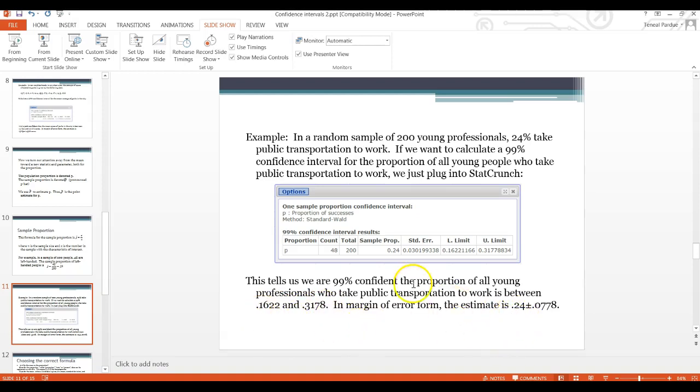So if you write this as a margin of error, our sample proportion is 0.24 plus or minus the margin of error, and just like before, we get the margin of error by doing the upper limit minus the sample proportion.